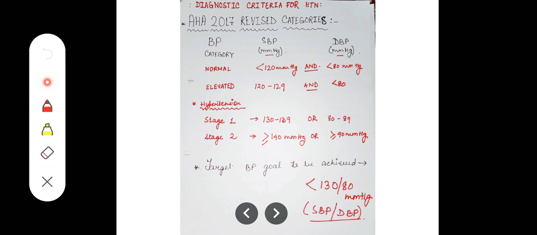Okay. Now what is a target BP? That is a BP that is to be achieved so that the person can live a normal healthy life. This is for those patients who are having hypertension, that is both stage 1 and stage 2. So what is that BP? That the patient should have less than 130 by 80 mmHg. This is a target BP, that is a target achievement. So one who is having more than that should try to normalize it or should try to at least achieve this goal.